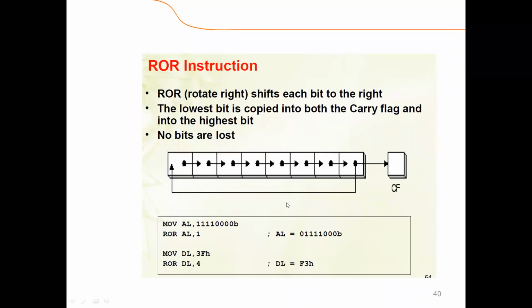Next is ROR. Similarly, we can perform the rotate right operation without carry. We need to take care whether it is through carry or without carry. Now it is without carry. We are shifting it in the right direction, bit by bit like this. The arrow is showing it. So this kind of question can come: what will be the result after this instruction? Then we need to calculate it.